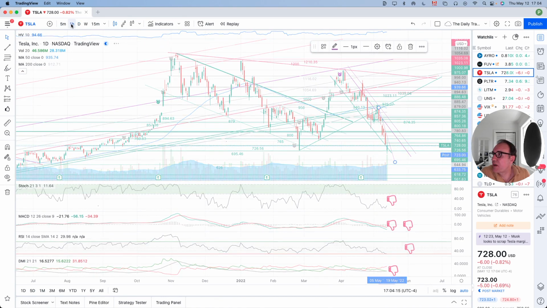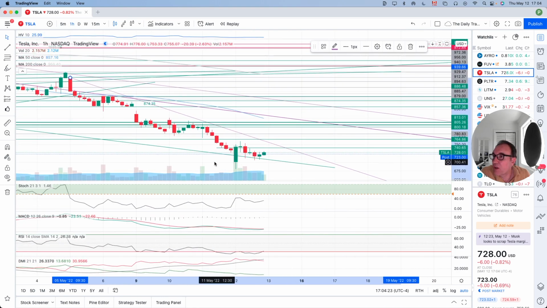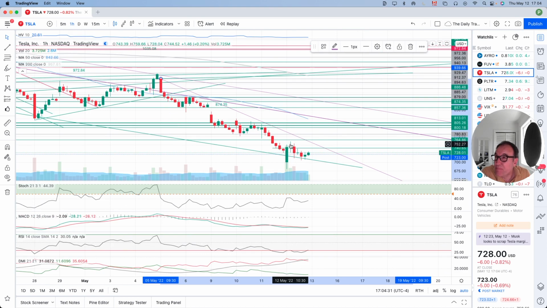Let's go see the 1-hour chart. So on the 1-hour charts, yesterday we closed quite close to this support channel, this support right here. So basically we bounced a little bit with this first hour of the day. So this is the first hour of the day. So we opened right here at 700, and then the stock went back down and then came back up.